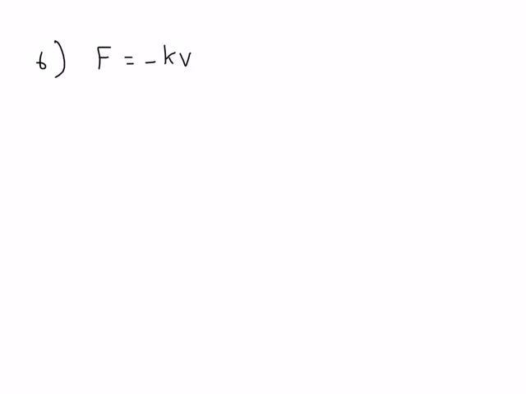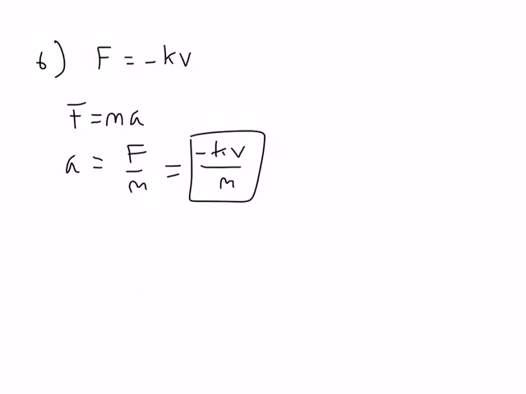Well, all we really know to relate forces and accelerations is F equals ma. So a equals F over m. And we just wrote what the only force is. It was negative kv divided by m. And so that's part B. We've written a in terms of k, v, and m. Notice again that the negative is there.